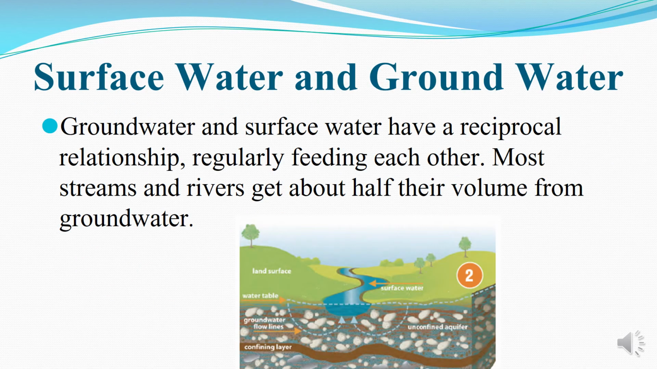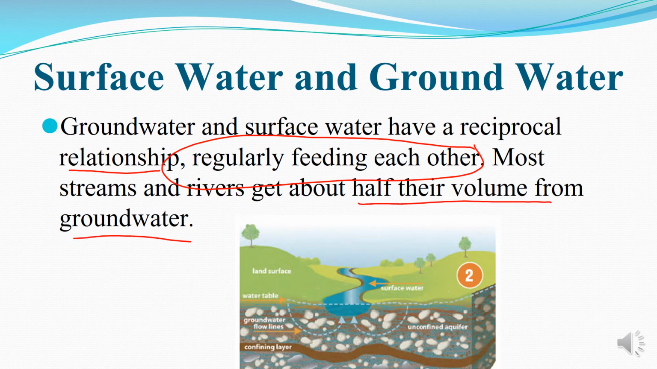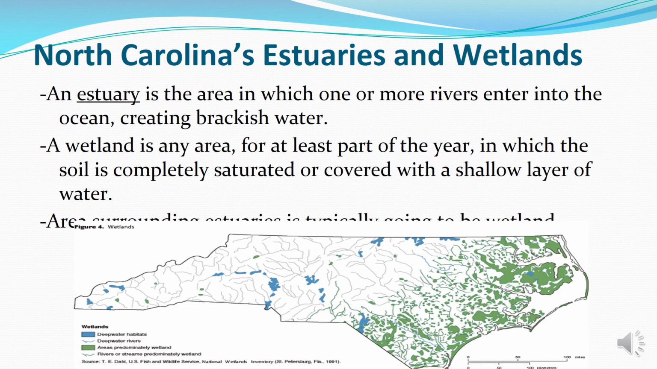So, surface water and groundwater. Groundwater and surface water have a reciprocal relationship which regularly feed each other. Most streams and rivers get about half of their volume from groundwater. So again, most of the streams and rivers get half of their volume from groundwater.